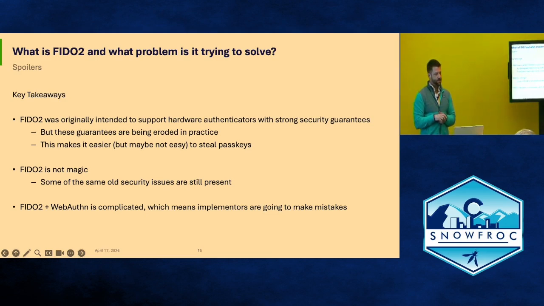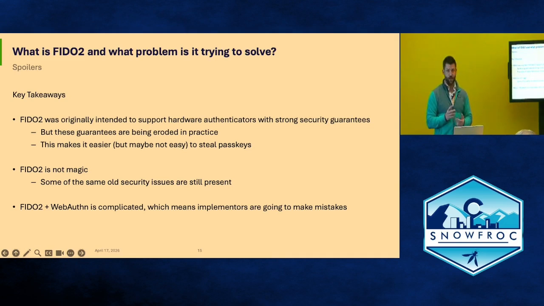But that's not where we are, right? These guarantees are being eroded in practice, and a lot of people use password managers that don't have any of that at all. So maybe that makes it easier to steal passkeys. It's not magic. Some security issues still exist. WebAuthn is web. It's JavaScript based. Cross-site scripting still exists. Other web difficulties like application security issues are still there and could be a way for us to steal somebody's credentials.